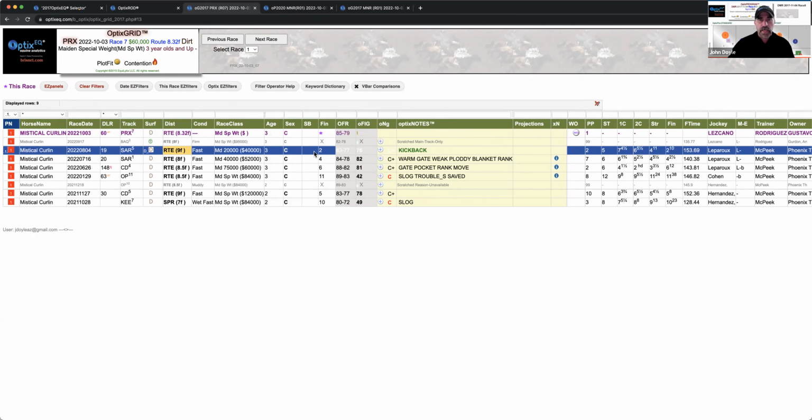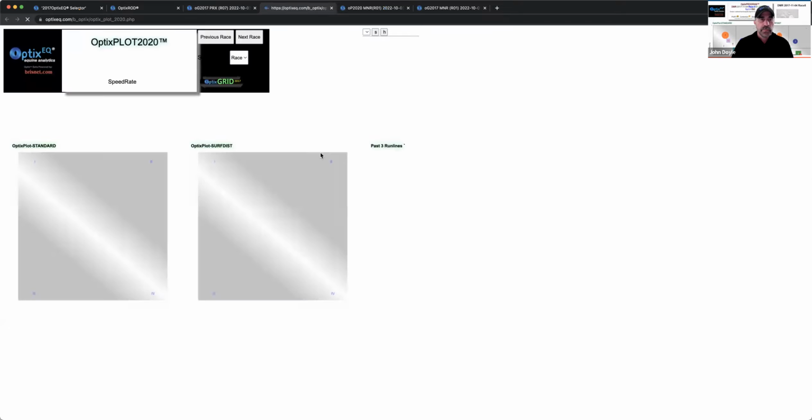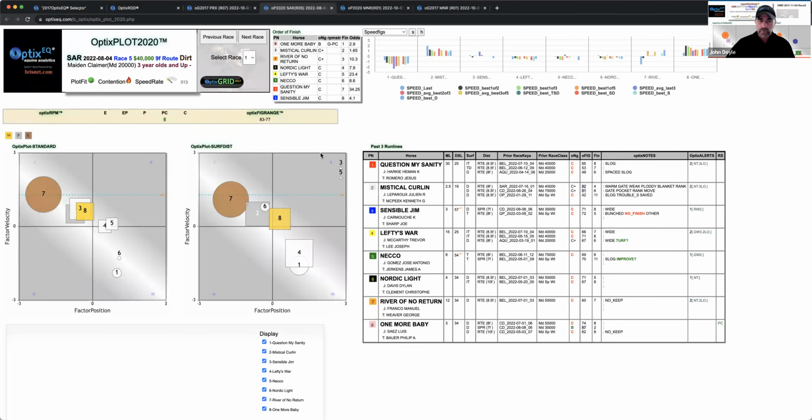And the other thing I want to point out: if I double click the run line, it brings up the plot for the last time this horse ran. And so this was the 2 horse, right? So I'm going to go to grid.